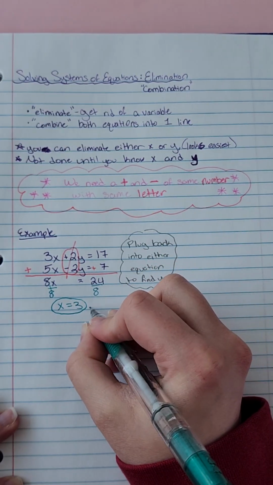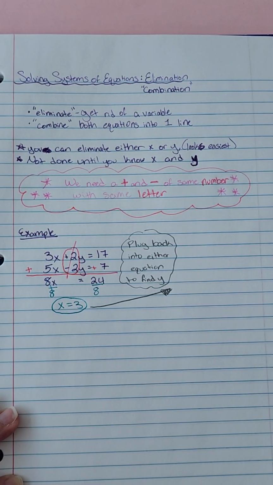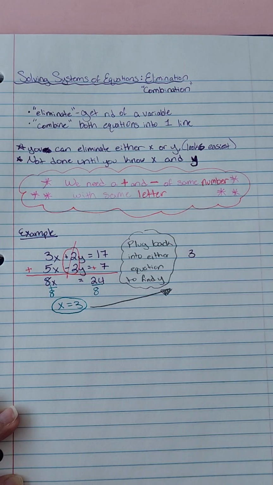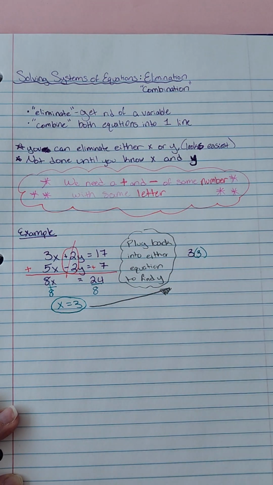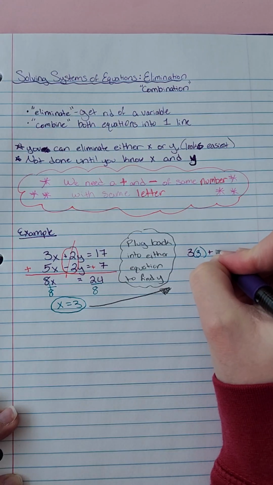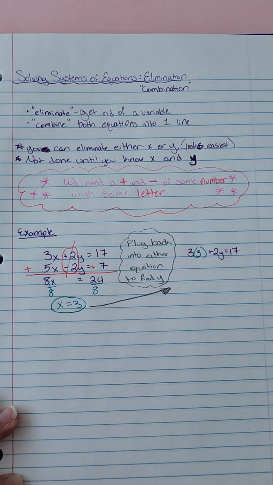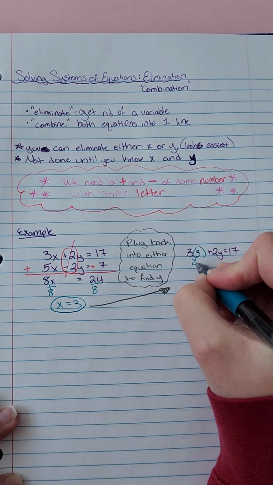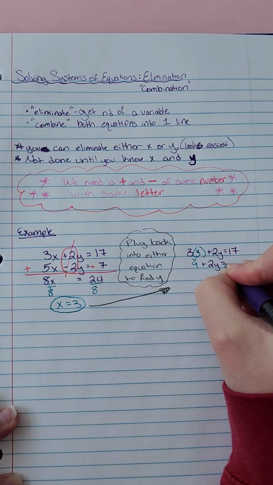So I'm taking this x, I'm going to do this over here on this side. My x is a 3, so I'm going to plop that x value in there. Plus 2y equals 17. So I plug that value right in there. 3 times 3 is 9. Plus 2y equals 17.